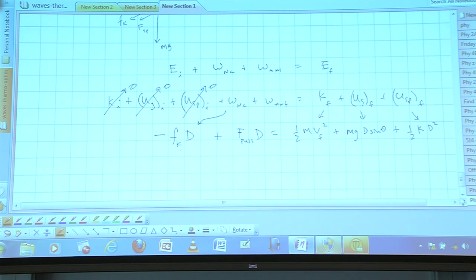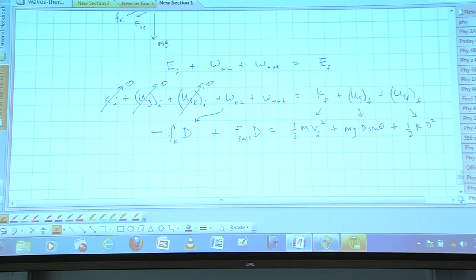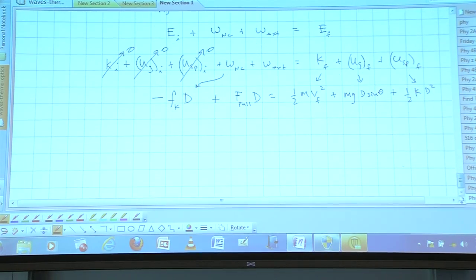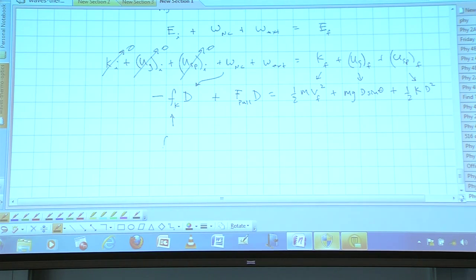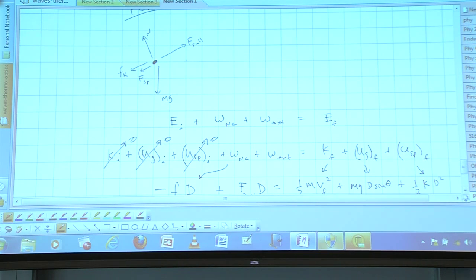So all the same as the last time except one new term here. Friction force times the distance. What is the friction force? Don't forget to multiply it by the distance. A lot of people forget the distance there. Friction force times the distance. The friction force is mu times the normal force, mu sub k times the normal force. And the normal force we get from our free body diagram.